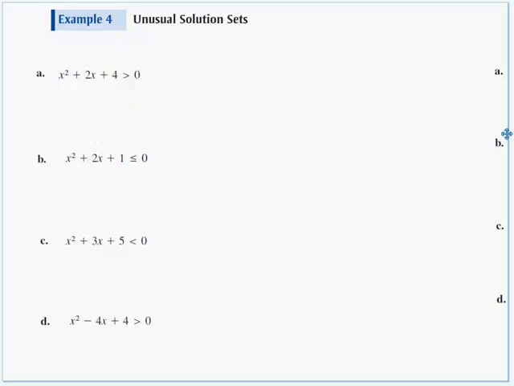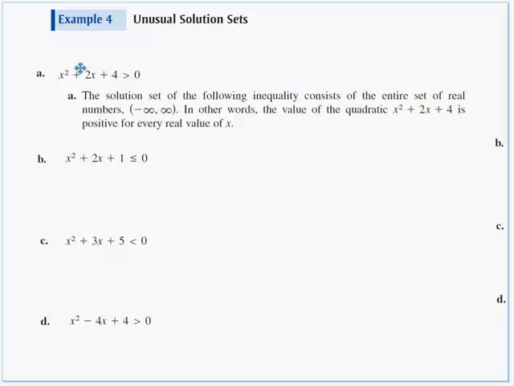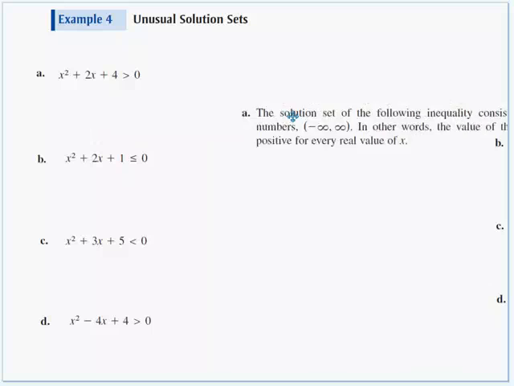x squared plus 2x plus 4 is greater than 0. If you try to factor that, that would be x and x. What are the factors of 4 that add up to 2? You're never going to get that to work, no matter how hard you try. And what's going on is this. The solution set for this inequality consists of the entire real number line, all the way from negative to positive infinity. In other words, the value of this quadratic is positive for any value of x.